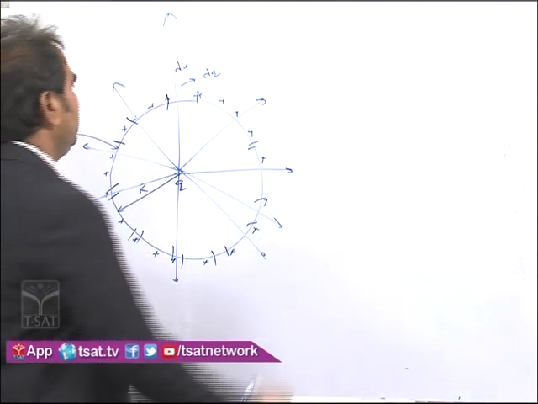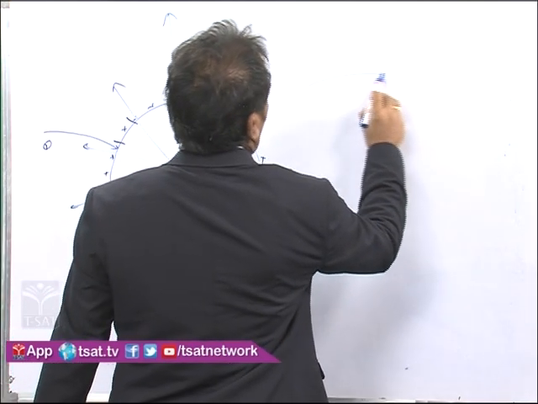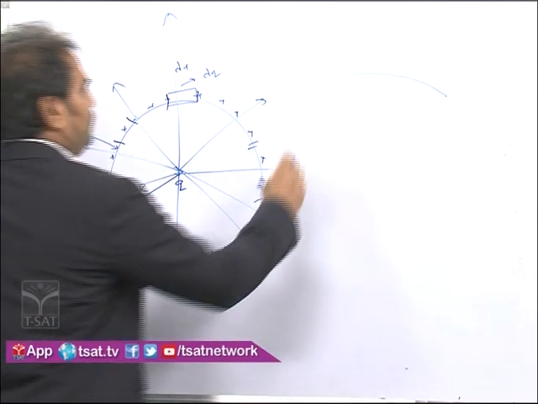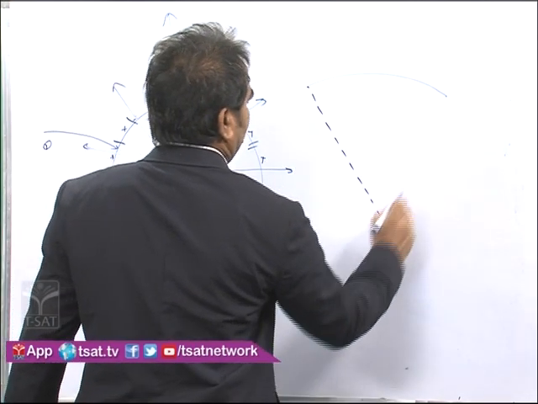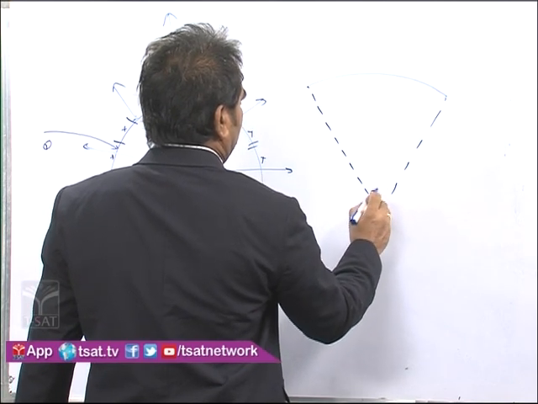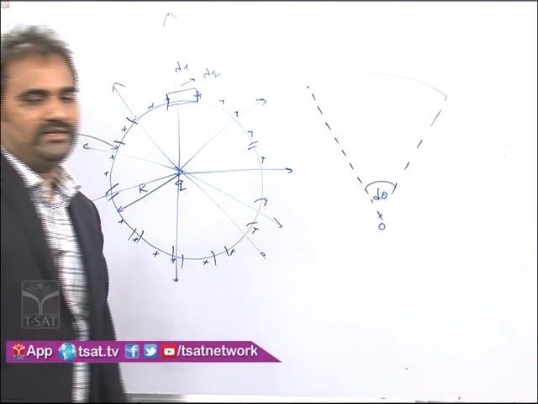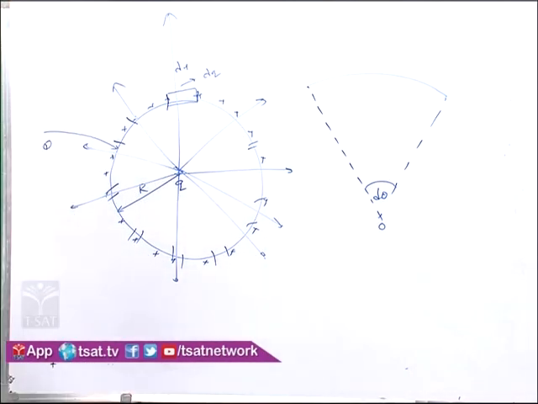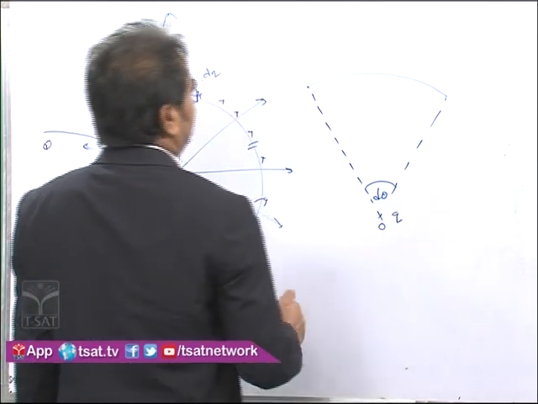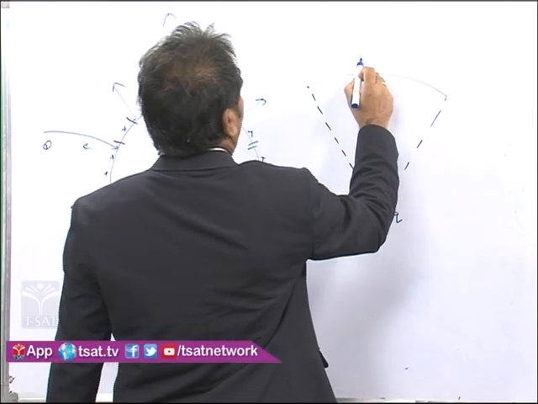Let there be a small element over this ring. This is a small element on the ring, which subtends an angle d theta at the center of the ring like this. So, when another charge q is placed here, already some charge has been distributed over this, that is nothing but dq.